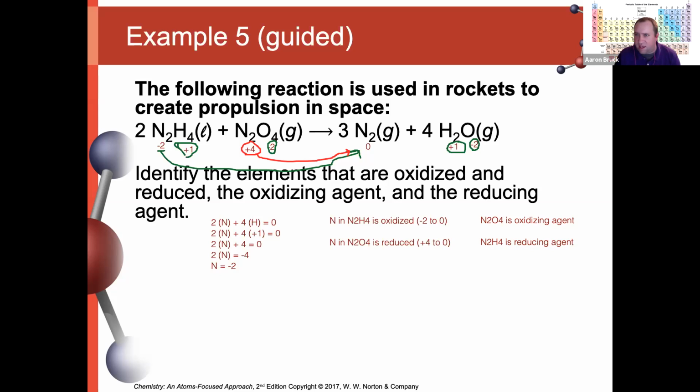So that's how we attack these kinds of problems. We have to assign oxidation numbers, figure out where the electrons are going, and once we've figured out where the electrons are going, then we can determine, okay, this was oxidized, this was reduced, this compound or substance forced the oxidation, this substance forced the reduction, and what we will see is that it kind of has a crosswise effect. The thing which is oxidized is the reducing agent. The thing that is reduced is the oxidizing agent.